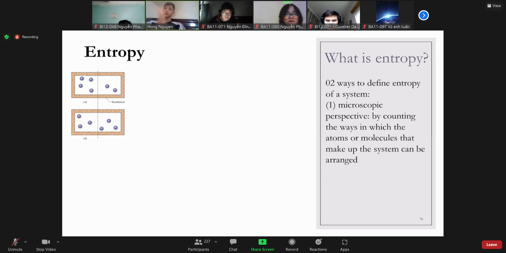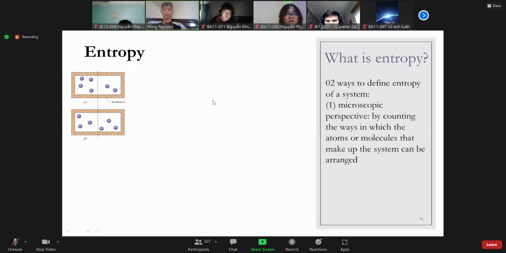Now, we will use entropy to explain what I just said: why an irreversible process has a direction. It can only go in this way and not that way. Why?